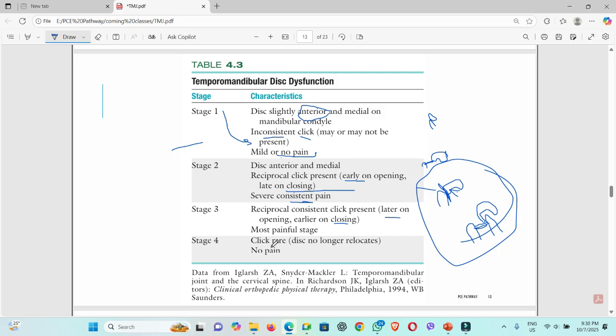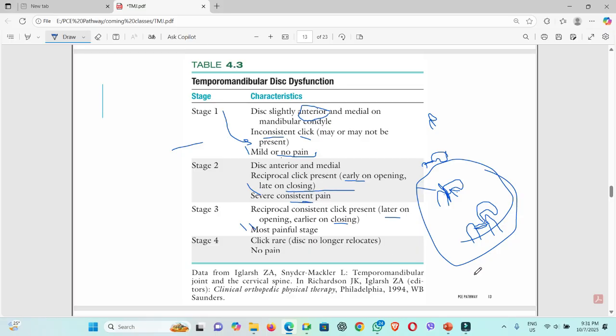Stage 3. Stage 4, this is the most painful stage. Remember, stage 3 is the most painful. Stage 1, no or mild pain. You can say inconsistent pain, moving to consistent pain. Then third is the most painful stage. Stage 4 click is rare.